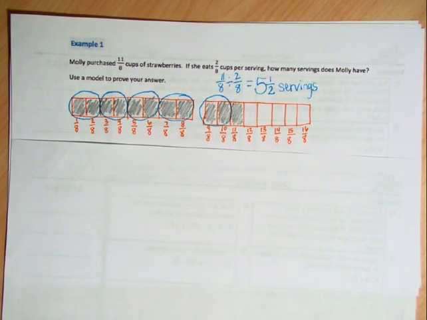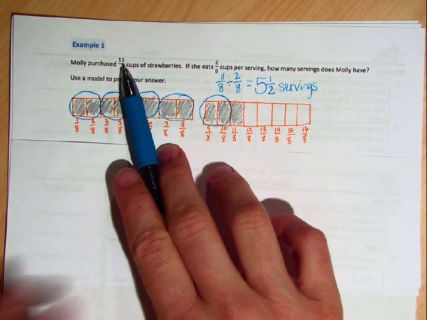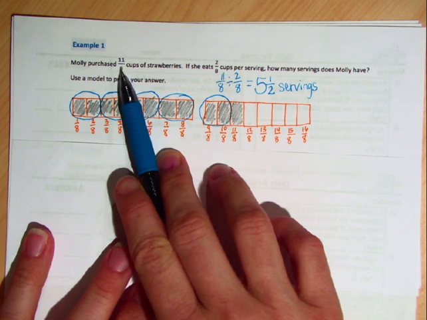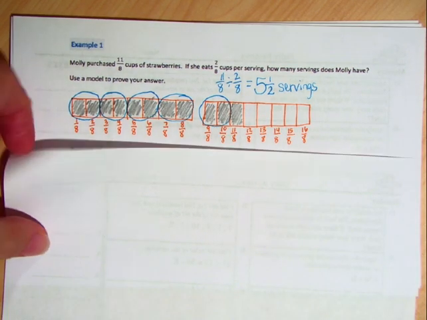5.5 servings. All right, so the steps are the same once you find the common denominator. And remember, if your number on top is larger, if it's a mixed number, you're going to need to draw a whole another set of whatever your denominator is. Okay, let's look at one more.